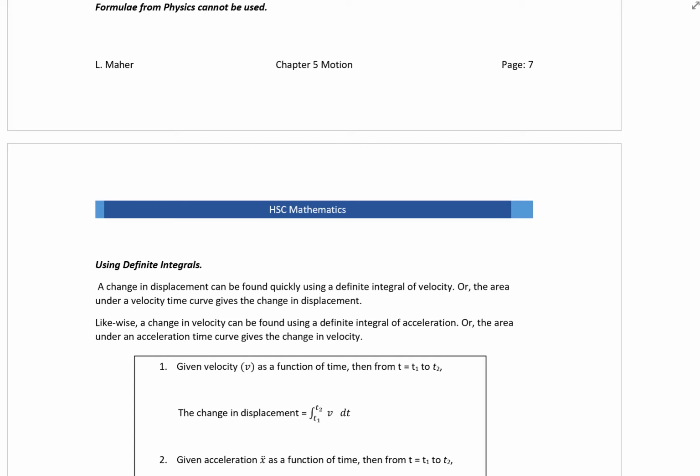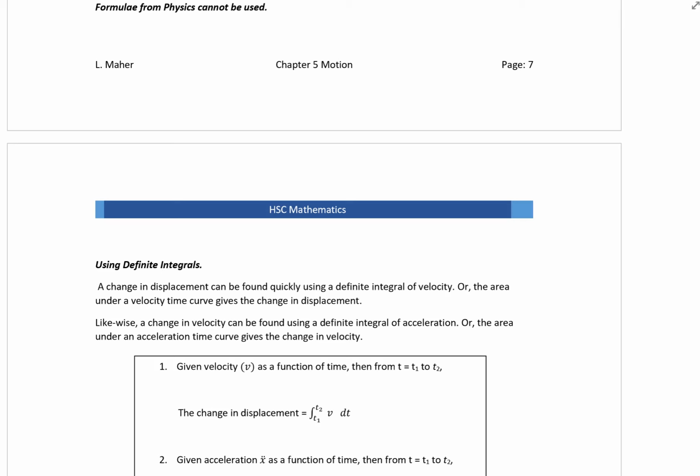Okay, so now that I've established the why we're doing what we're doing, I will now address the how. How do we write our equation? Once we know that we want the integral of acceleration, how do I exactly set that up?